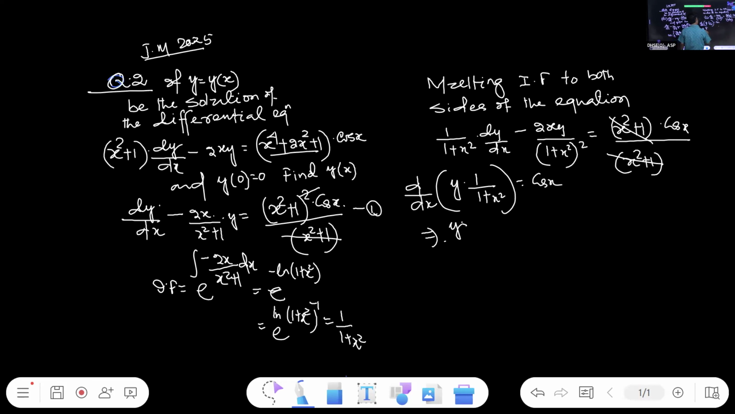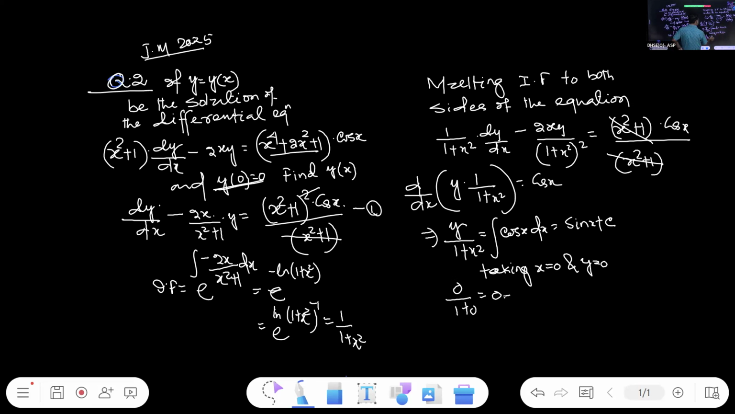This implies y upon 1 plus x square is equal to integral cos x dx. This is equal to sin x plus c. Initial value is given, y0 is equal to 0. That means when x is equal to 0, then y is equal to 0. Now substitute x equal to 0 and y equal to 0 in the solution obtained. You will get 0 upon 1 plus 0 is equal to sin 0, which is 0, plus c, implies c is equal to 0. So the required solution is y upon 1 plus x square equals sin x. This implies y equals 1 plus x square into sin x.